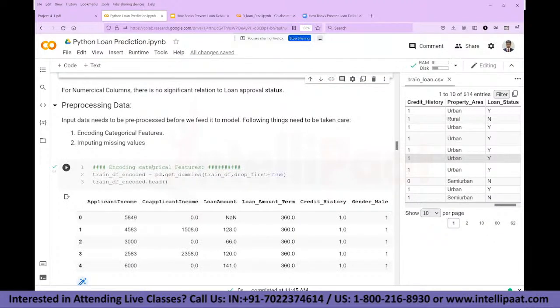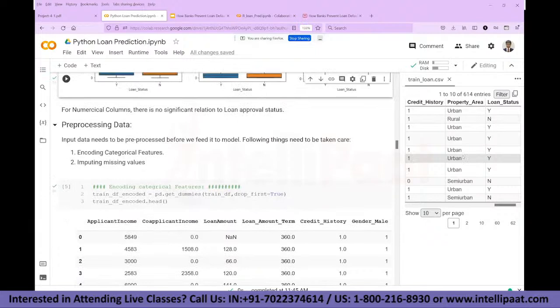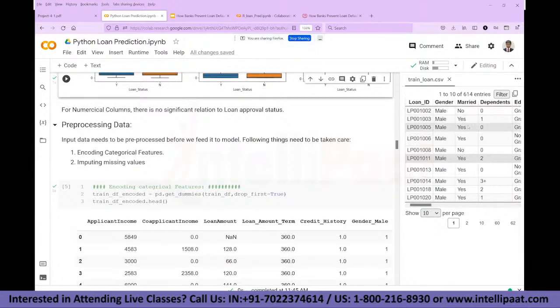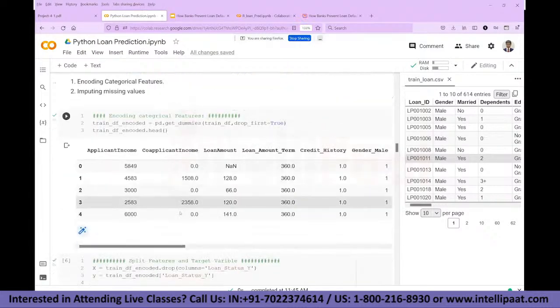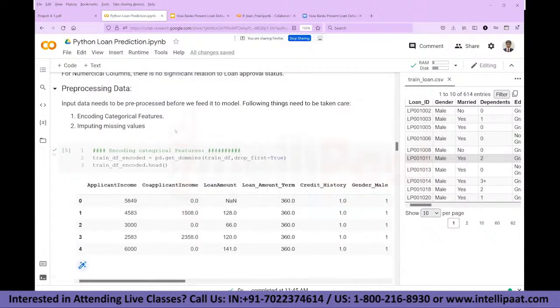The following things need to be taken care of: encoding categorical features and imputing missing values. Categorical features like urban, rural, male, female, no, yes have to be encoded and converted to numerical values, because that's what my data will take in. It won't take the English features. So I need to convert them into encoded numerical values that my algorithm can take in and then process. So the first step in pre-processing the data is encoding the categorical features.